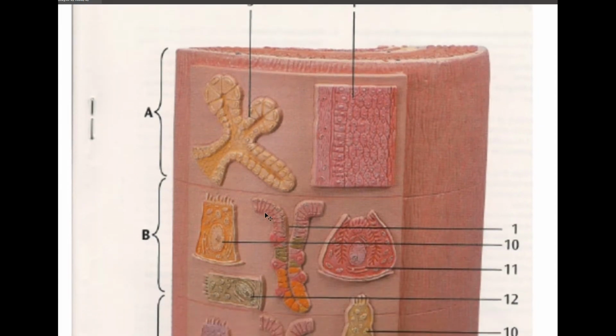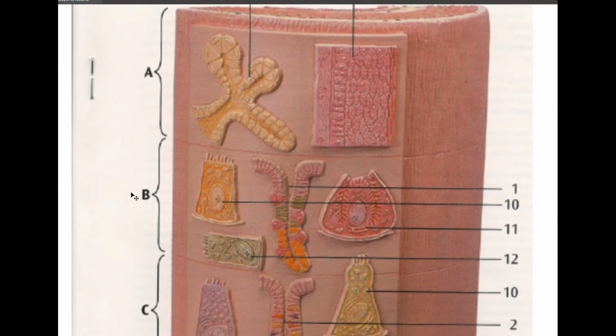All right, so let's go ahead and move down to layer B over here, and starting with number 1, this is again part of the mucous membrane. It is the outer mucous tissue. This is a small depression in the mucous membrane of the stomach. Number 10 over here is a peptic cell. Number 11 over here is a parietal cell. 12 is a mucous neck cell.